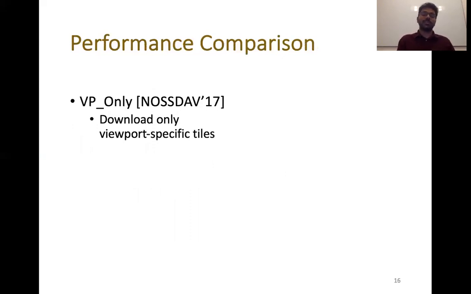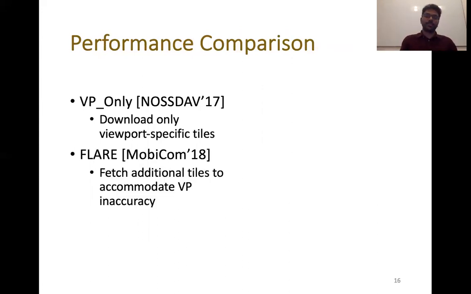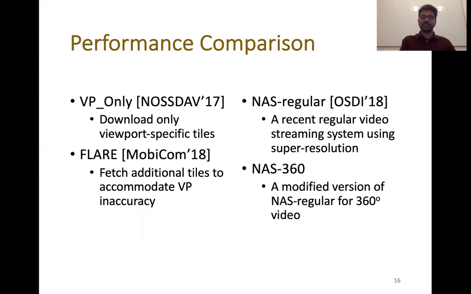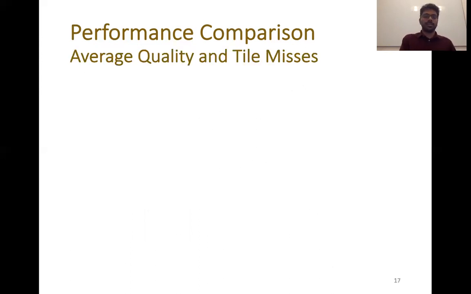The first algorithm is VP only, which downloads only the viewport specific tiles by using the prediction technique. We also compare with Flare, which downloads additional tiles around the predicted viewport to avoid the frequent tile misses. We also compare with NAS, a state-of-the-art regular video streaming system that uses super resolution to enhance the video quality on the client side. For a fair comparison, we also modify this NAS for 360-degree video and show the performance comparison with Parsec.